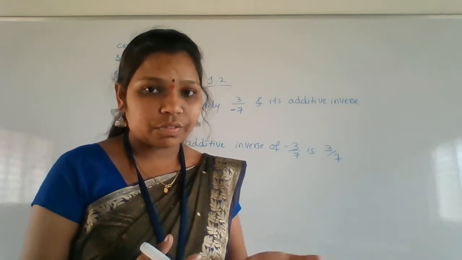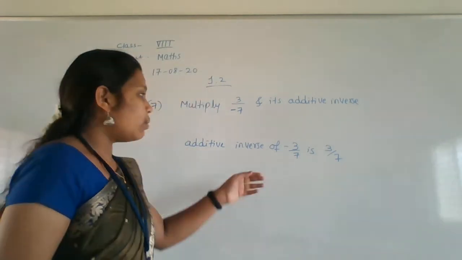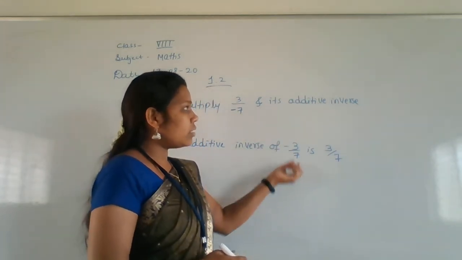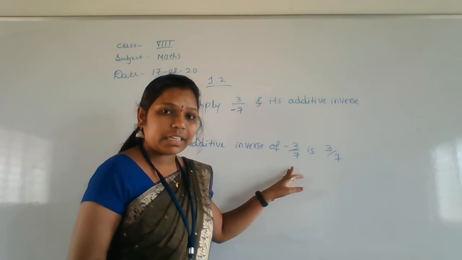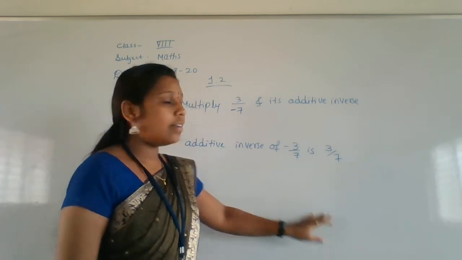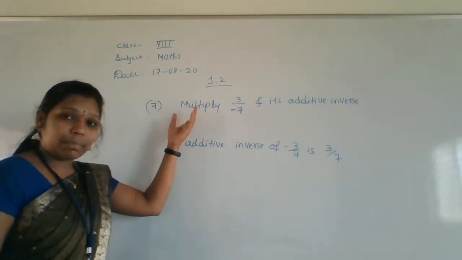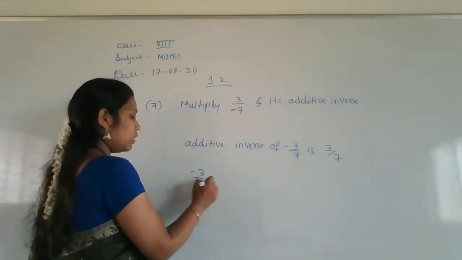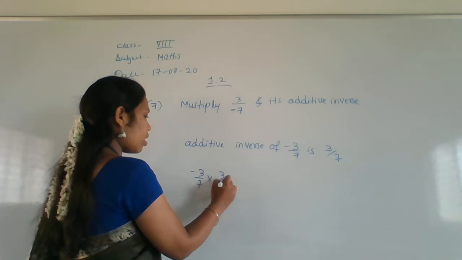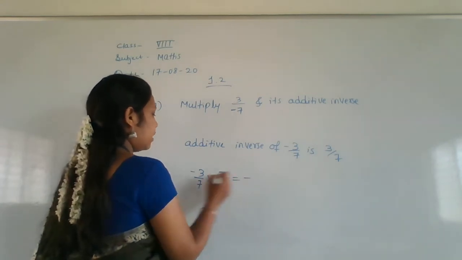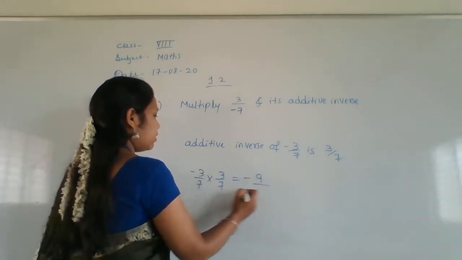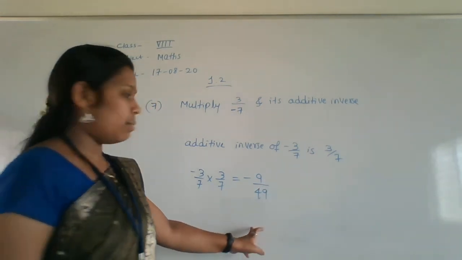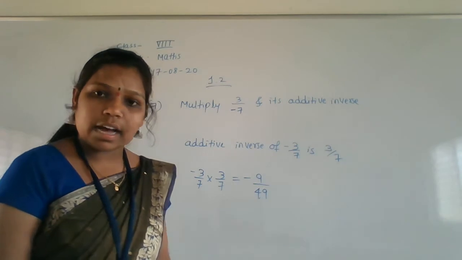That is the reciprocal of that number. Okay, so here minus 3 by 7 is the given number, and what is the additive inverse of this? The additive inverse of minus 3 by 7 is 3 by 7, and they told us to multiply those two values. So we have to multiply minus 3 by 7 into 3 by 7, that is minus 3 3s are 9 and 7 7s are 49. So this is the answer, minus 9 by 49 is the answer.